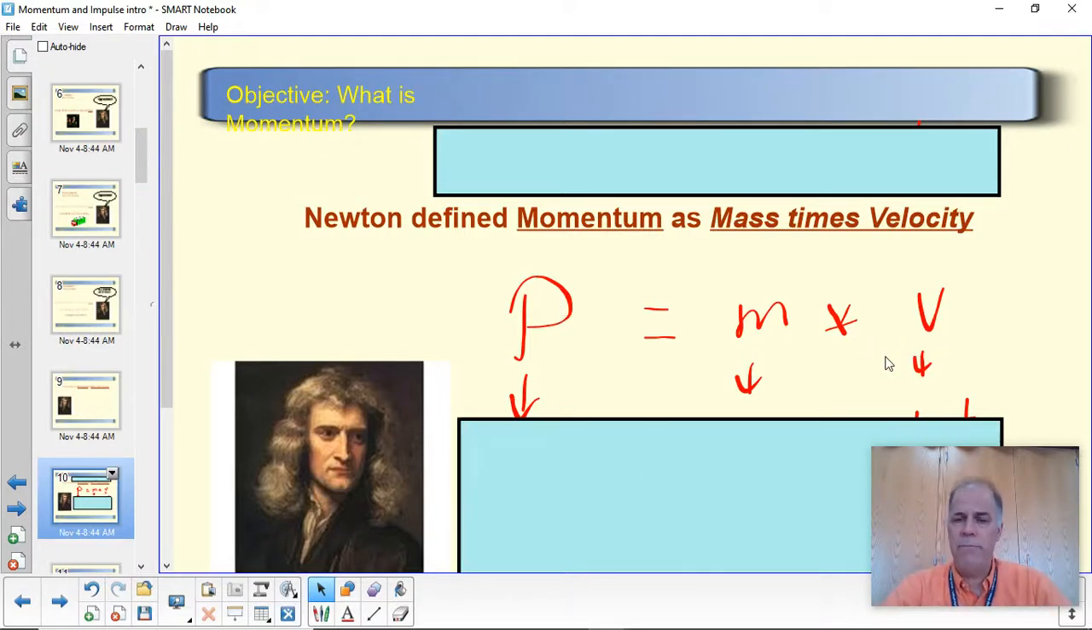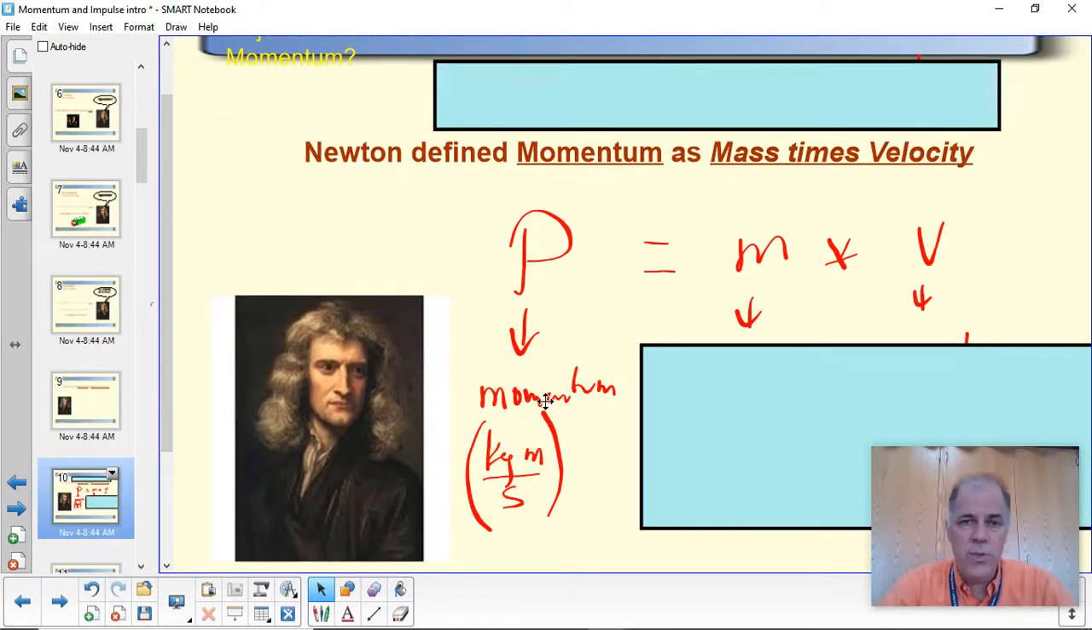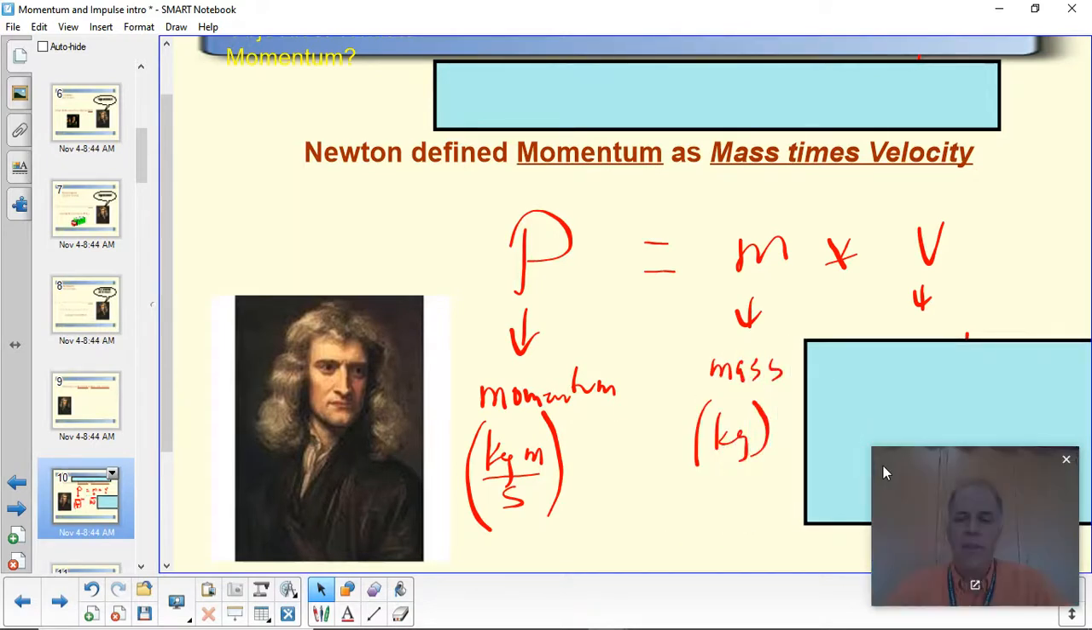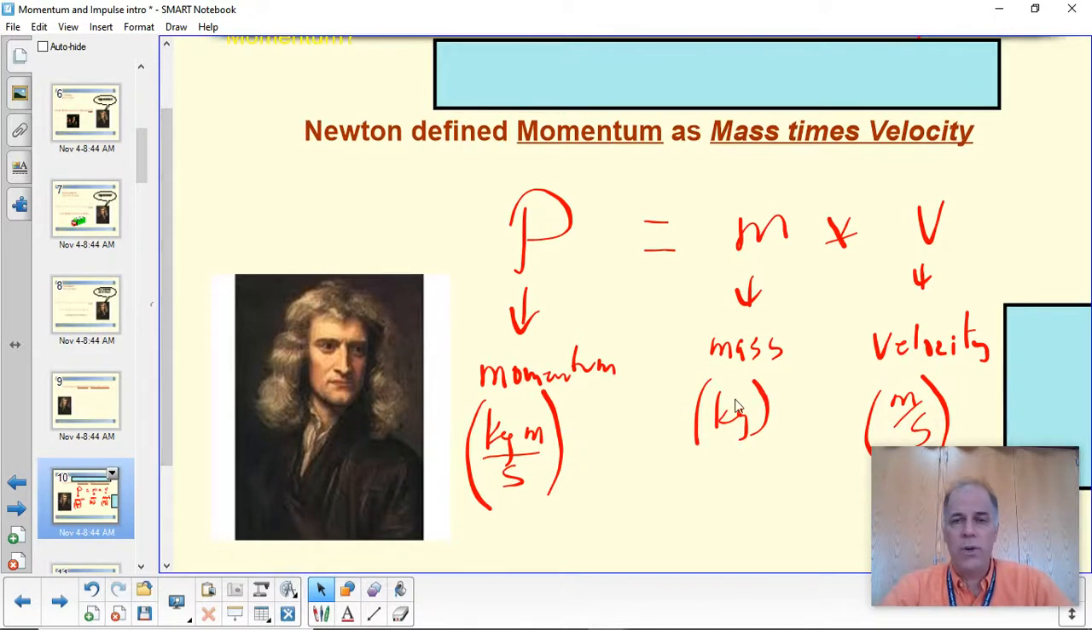P equals mv. Now, P stands for momentum. I'm not sure why. That's one of the mysteries of physics of how the letter P got used for momentum, because there's no P in there, but it is what it is. M is the mass, and then velocity is the v. So we measure mass in kilograms and velocity in meters per second. And if we keep our units consistent, then we can compare the momentum of one object with another.